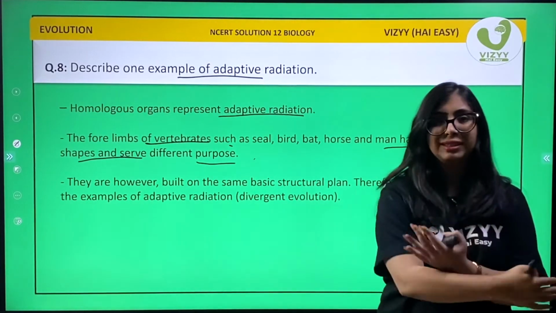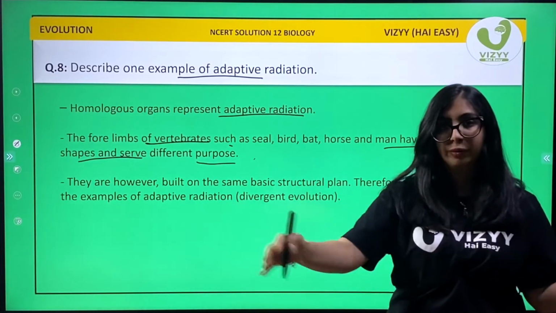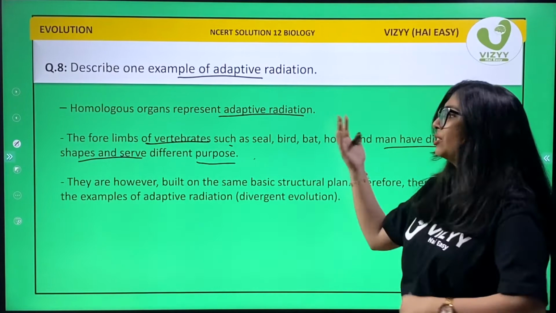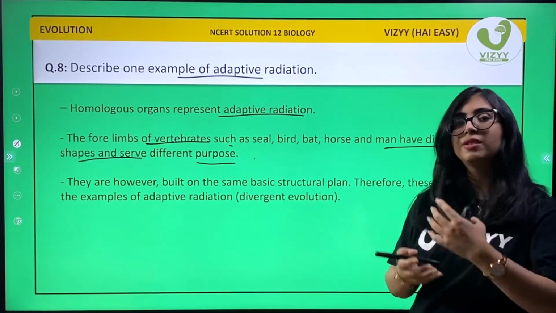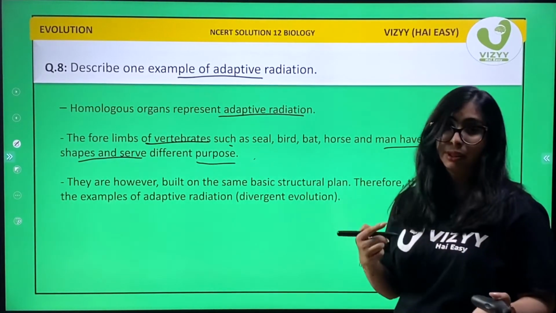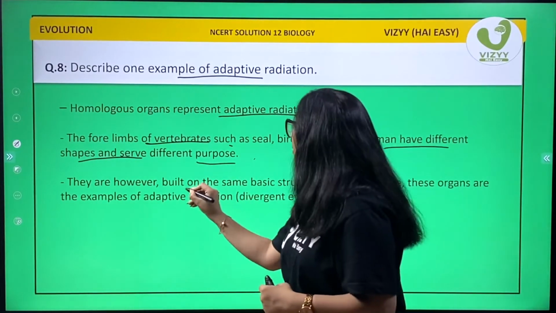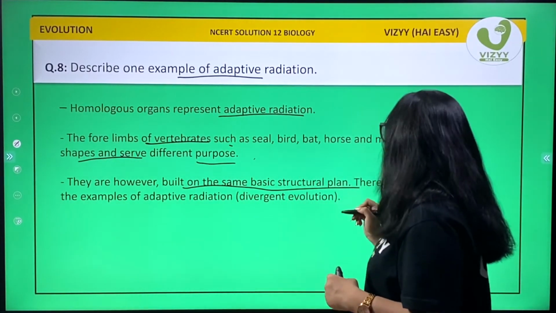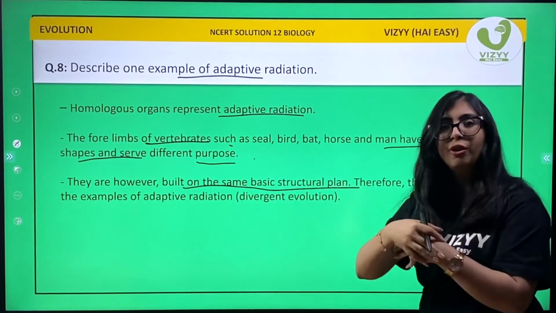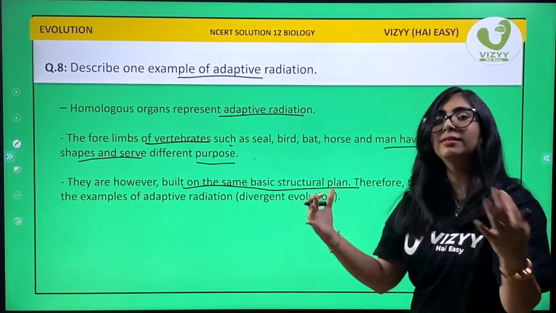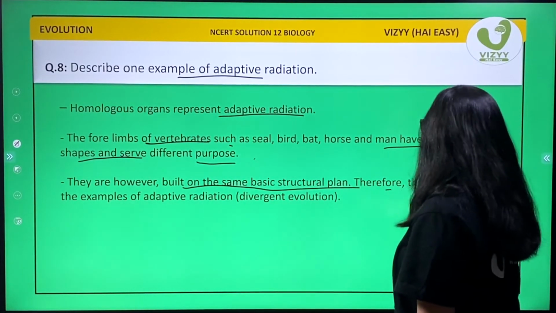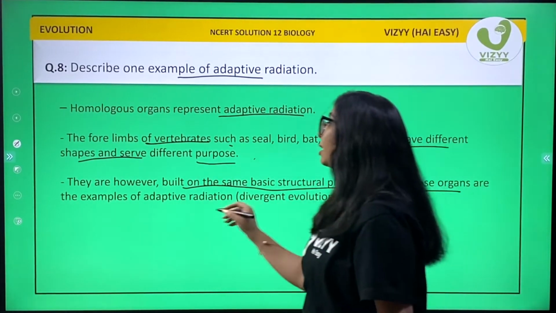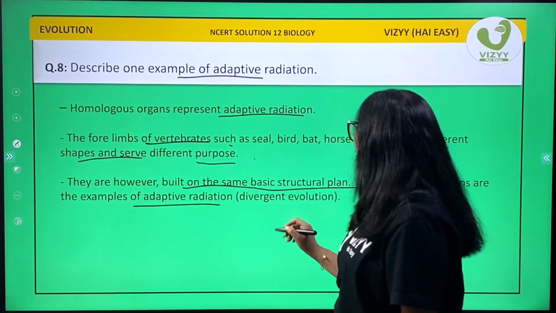Okay, it looks similar, all of it. They have different shapes and serve different purposes. But, however, they were built on the same basic structural plan. Okay, so the root of all of those things is something similar. Therefore, these organs are an example of adaptive radiation.